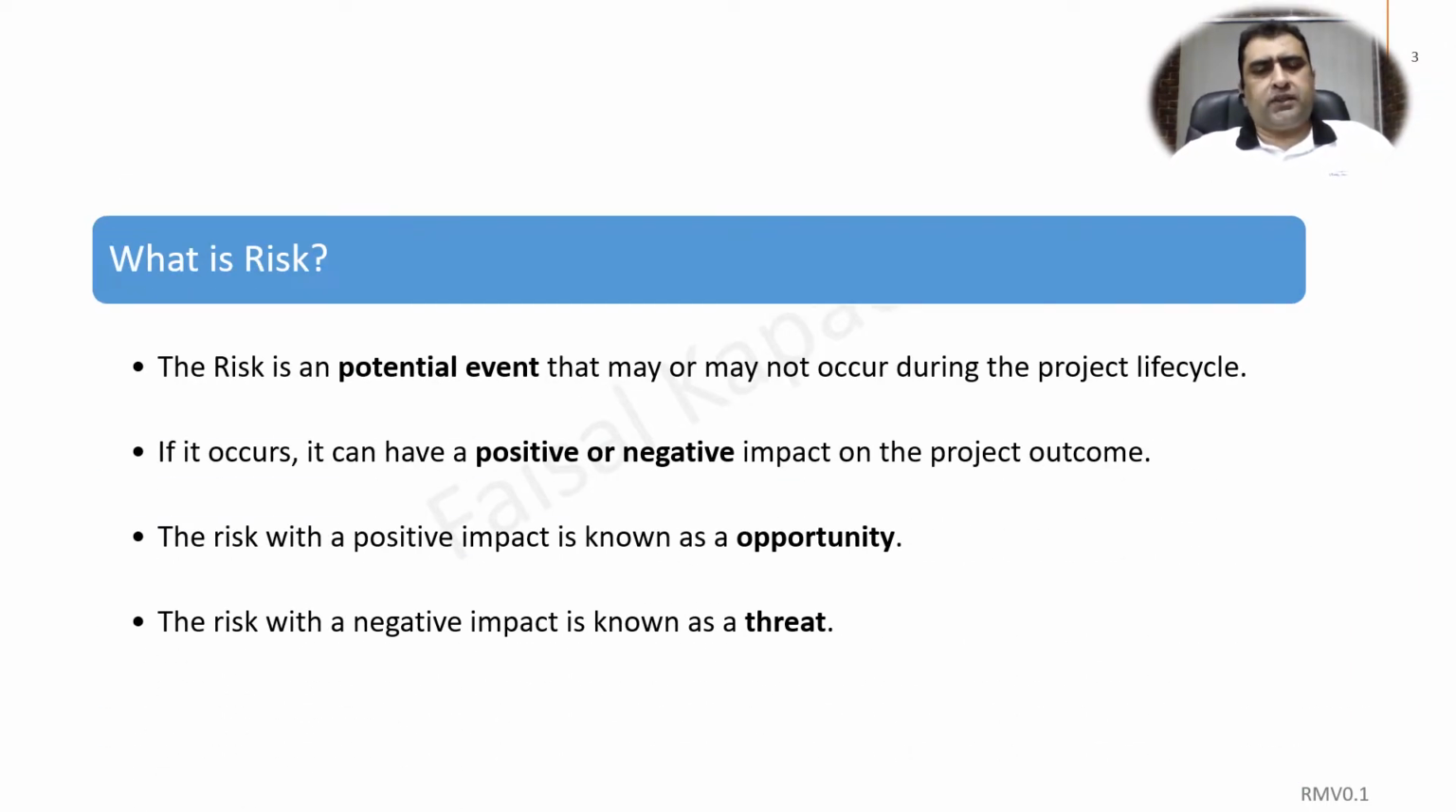So risk is a potential event that may or may not occur during the project life cycle. If a risk occurs, it can have a positive or negative impact on the project outcome. The risk with a positive impact is known as an opportunity, and the risk with a negative impact is known as a threat. All projects that we execute have risks.